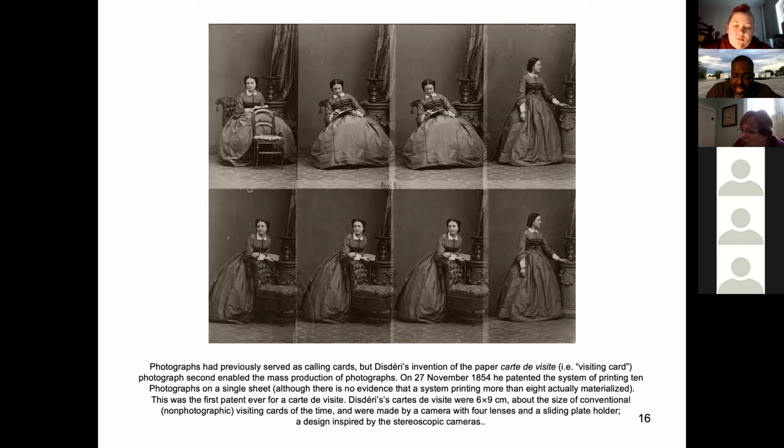This was the first patent ever for a carte de visite. And they were the size of a normal conventional visiting card at the time. So it's kind of interesting how you could do that, and how he mechanized making multiple images without having to sit to do each individual one.